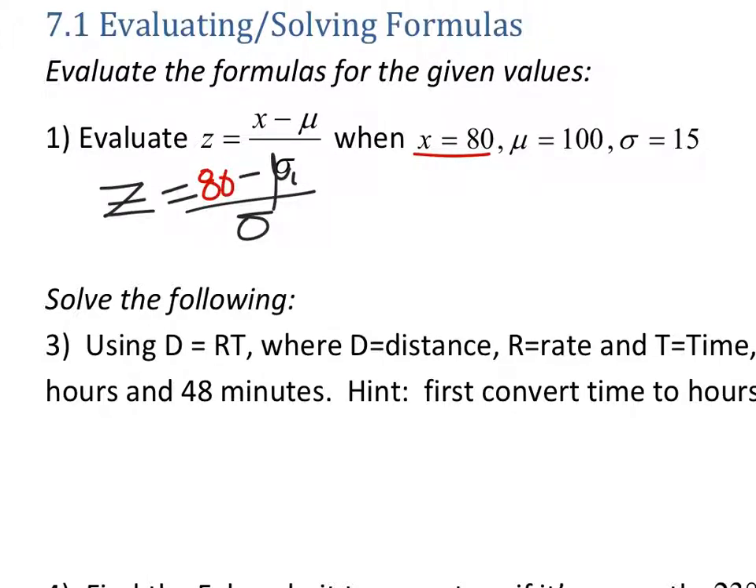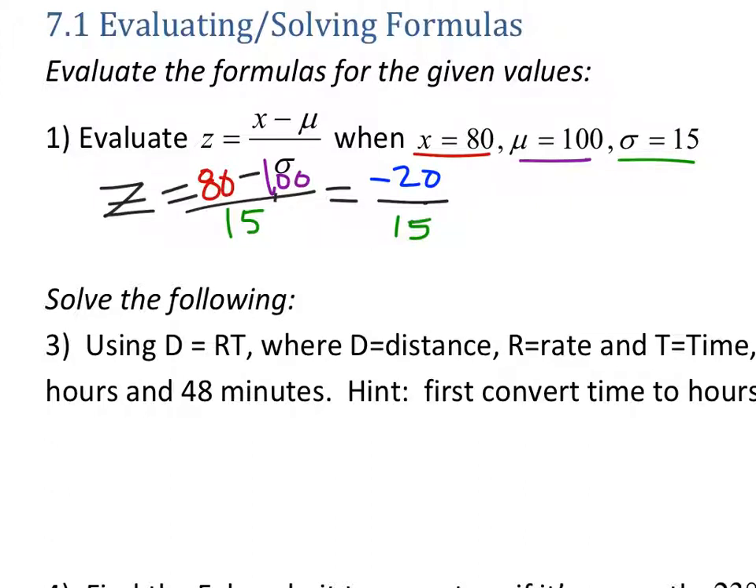And then we'll replace this one, I'm trying to color code these by the way, so this one with 100. And then this bottom symbol here with the 15. So evaluating this, we've got 80 minus 100, which is negative 20. And this is over the 15 still.